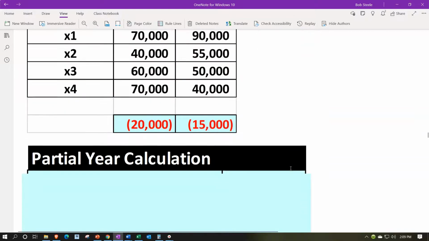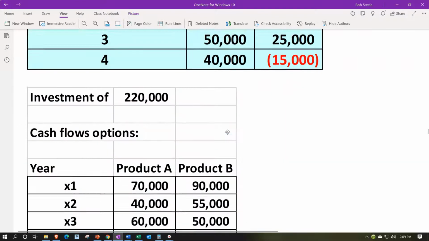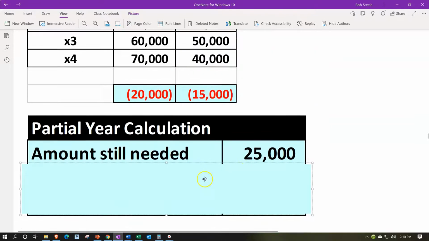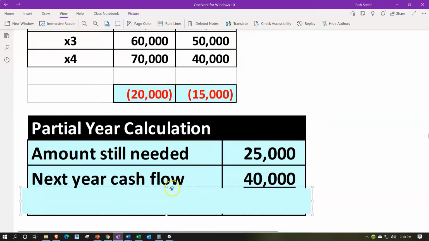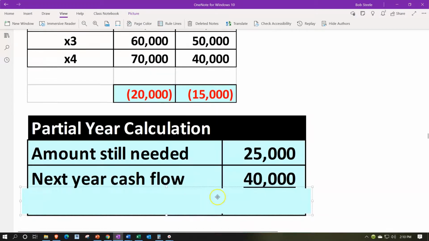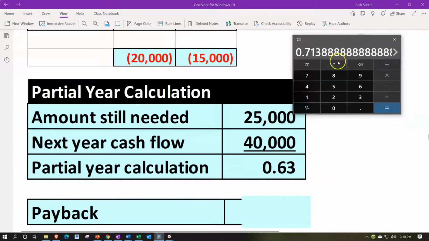So we're going to say, all right, the fraction of the year calculation looks something like this. We want the amount that we still need, which is the 25,000 after year 3, so 3 years and something, over the amount that we expect to collect in year 4. We're assuming we collect it evenly over the year, 40,000. That's going to give us our fraction of the year, 0.63. So that's going to be the 25,000 over the 40,000, 0.625 about. Well, that would be exact. This would be about.